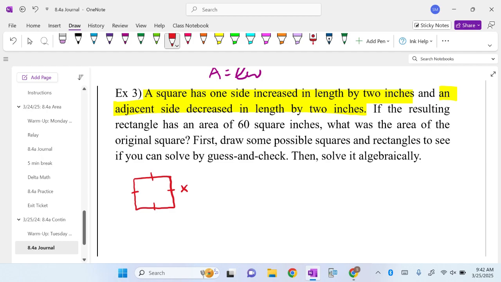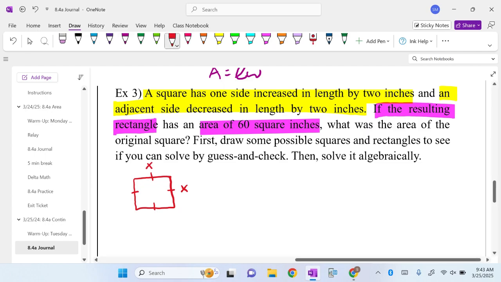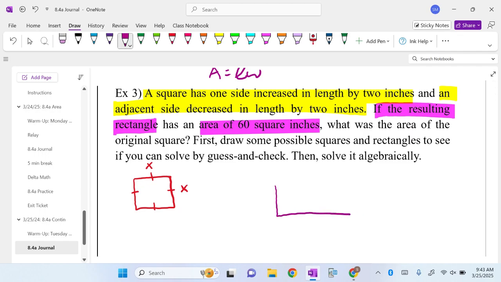Now, one side increased in length by 2 inches and an adjacent side decreased in length by 2 inches. If the resulting rectangle has an area of 60 inches, all right? So, in other words, they're taking the original side length of the square and they're adding and subtracting some stuff to it to create a rectangle. So, if both sides of the square are X, so this is X and this is X, we have to do something to create a rectangle with an area of 60 inches squared.